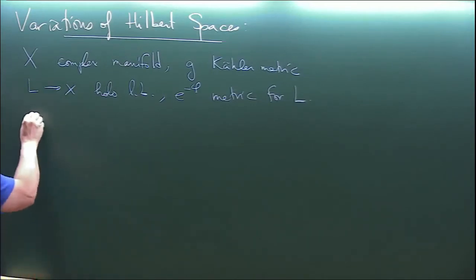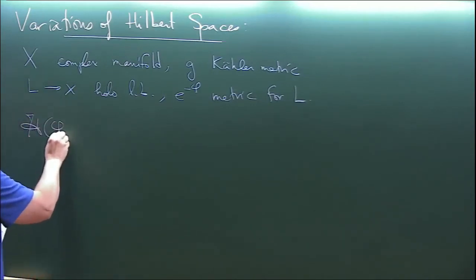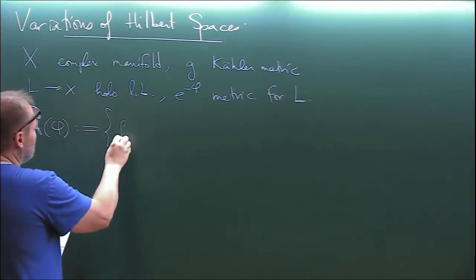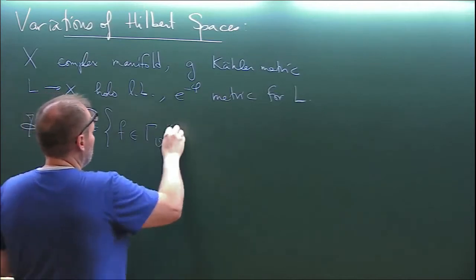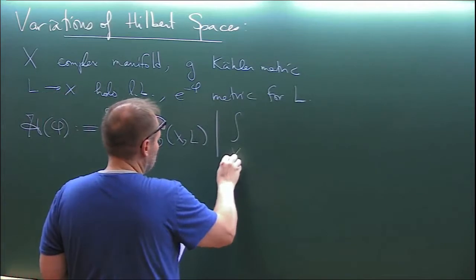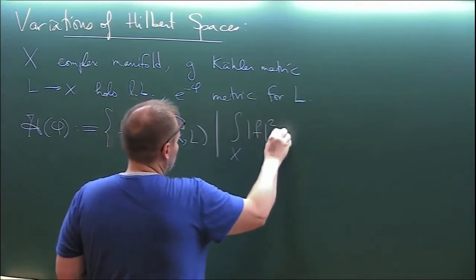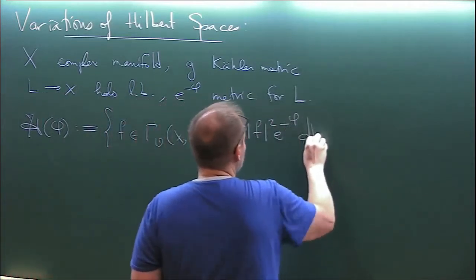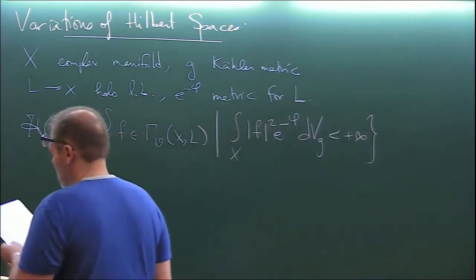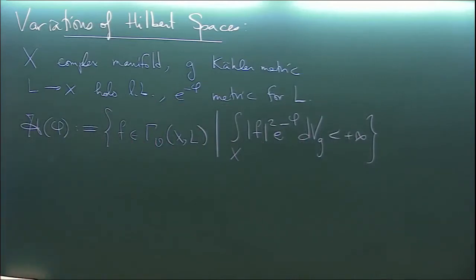Okay, so then we can define for this data the Hilbert space of holomorphic sections which are L2. It's the set of all f in Γ(O(X, L)) such that the integral of |f|² e to the minus phi dV_g is finite. So this is a Hilbert space of holomorphic functions. Later we'll also look at Hilbert spaces of sections that are not holomorphic.